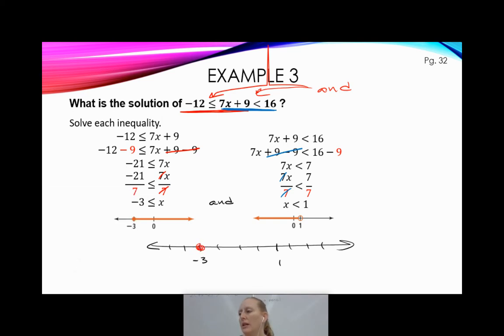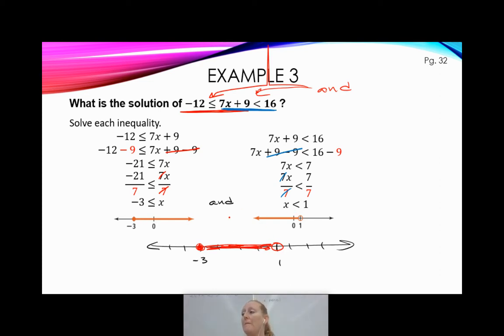Closed circle at 3, and we're going to color to the right. Open circle at 1, color to the left, and you can see they meet up in the middle. So what's happened this time is I don't want to go past negative 3 because x has to be greater than negative 3. I don't want to go past that. I don't want to go past the positive 1. X has to be less than 1.